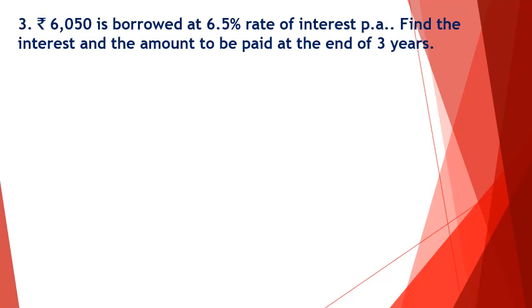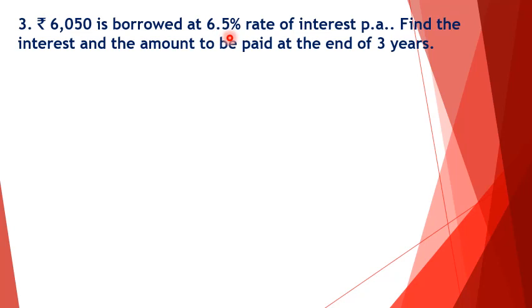Children, as usual, what is given in the question, we have to write first. Here, rupees 6,050 is borrowed. That means our principal is rupees 6,050. Rate of interest 6.5% per annum. That means R equal to 6.5% per annum. It is given in decimal, so to make the calculation easy, we have to convert it into fractional form. That is, we can write it as 65 upon 10.